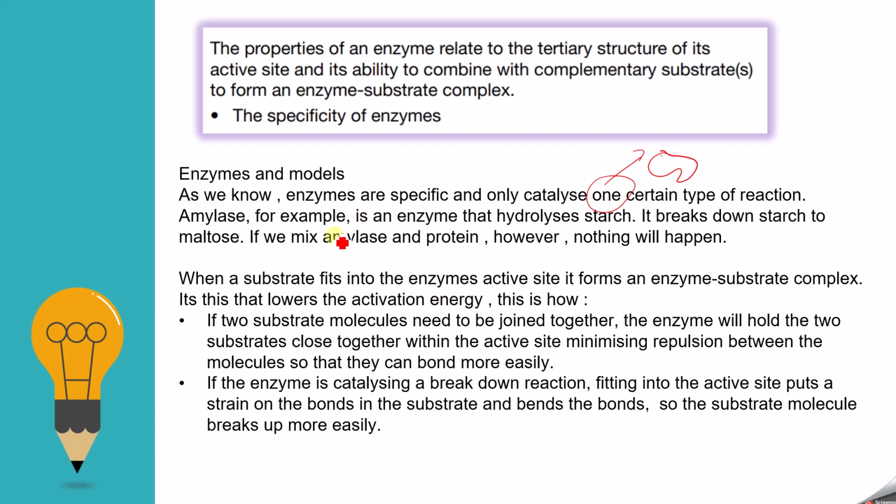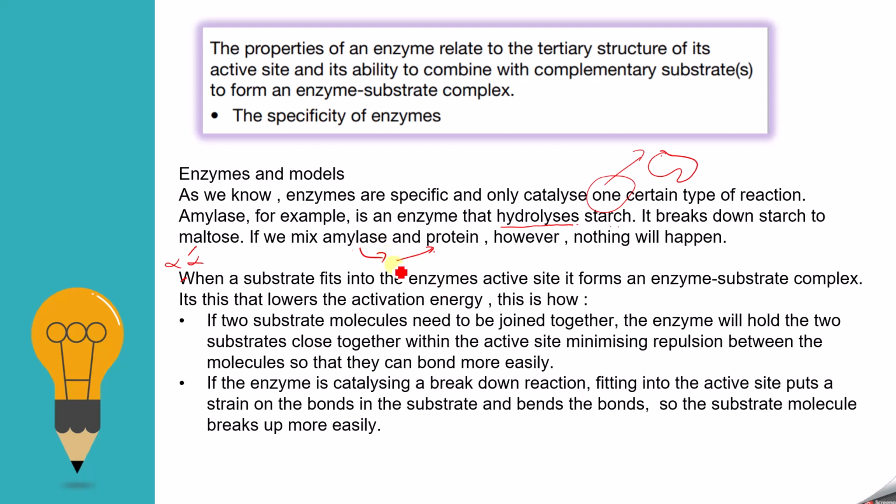Amylase, for example, is an enzyme that hydrolyzes, you should know what that means. It hydrolyzes starch, so it breaks down starch to maltose, which is two alpha glucose molecules. Now, if we mix amylase and protein, however, nothing will happen. Obviously that's because amylase doesn't have a specific shape to fit the protein. There's a phrase for this: it's called having a complementary shape.